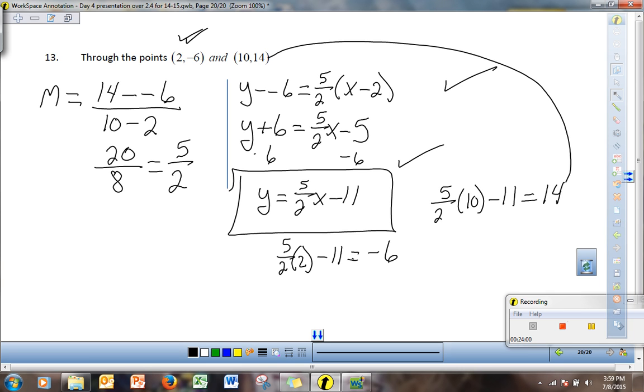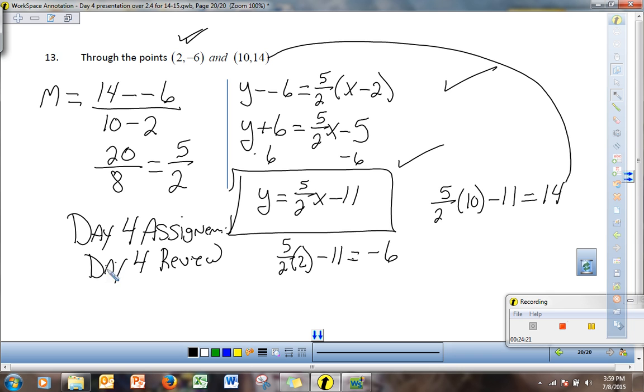So there's what you did last time. So homework-wise, guys, what you'll have is you'll have the day 4 assignment. And you'll have that day 4 review that we did in class. Because you'll never do anything in my class that I don't give you some points for. So there's section 2.4, day 1. So good luck.